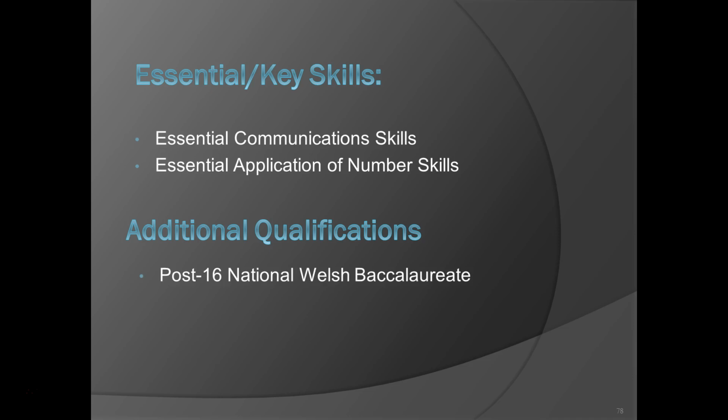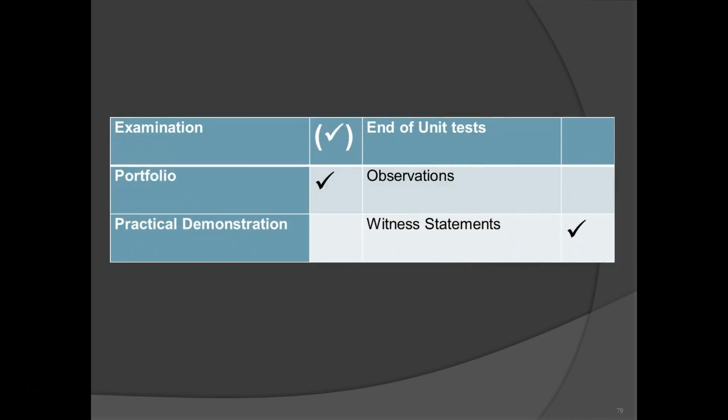I'm turning over in my booklet now, and I notice that the box at the top of page 2 is: list here any additional qualifications you will be doing. We've already done that one with the Welsh Baccalaureate, of course, haven't we? Yes, we have. So carrying on with page 2 there, we've got a box: how will your work be assessed? And there are really only 2 ways, and they are portfolio and witness statements.